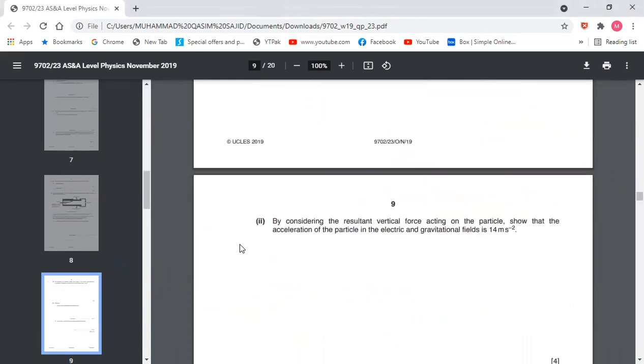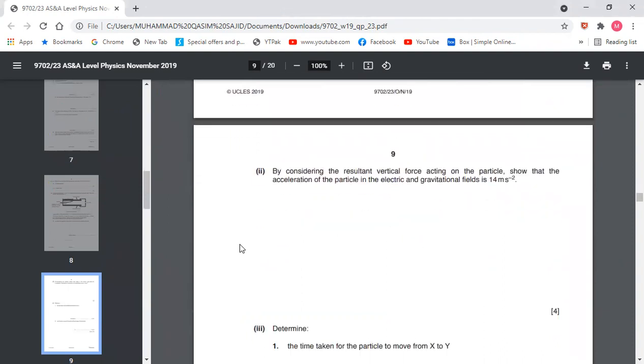Now for question number 2: by considering the resultant vertical force acting on the particle, show that the acceleration of the particle in the electric and gravitational field is 14 meter per second square. So how to find it? We have to find the acceleration. The formula is F equals ma, and a equals F upon m.